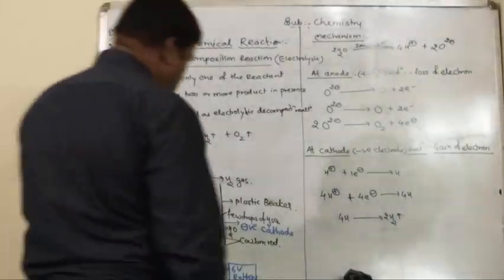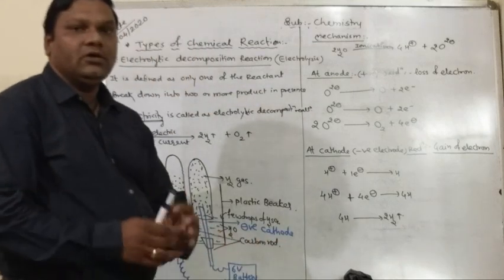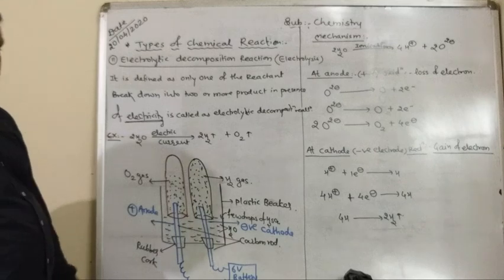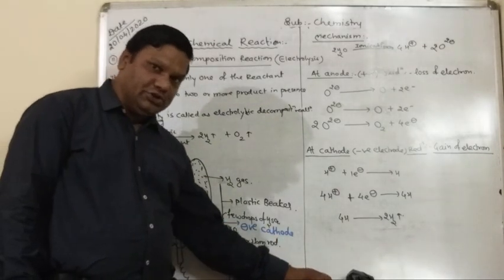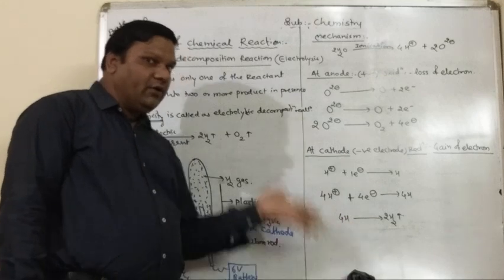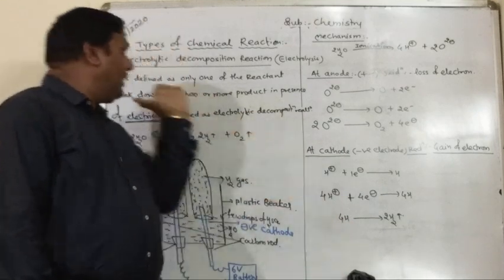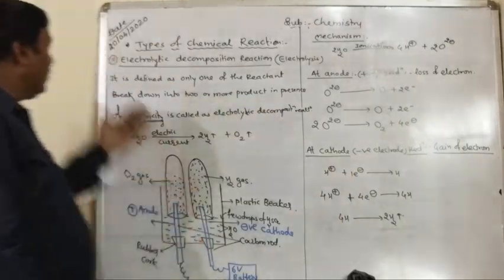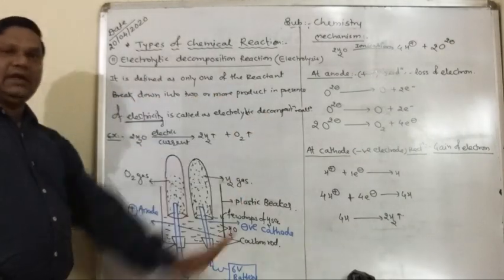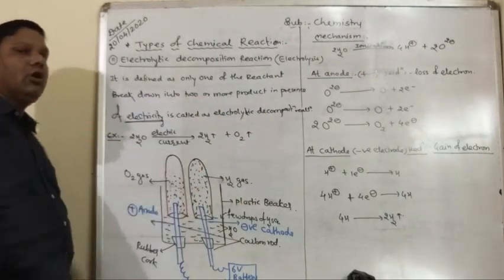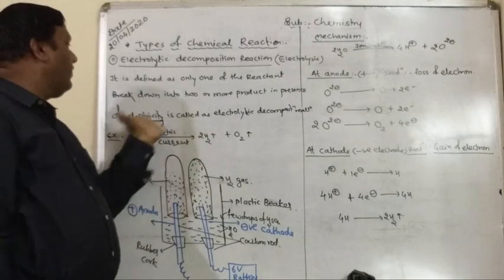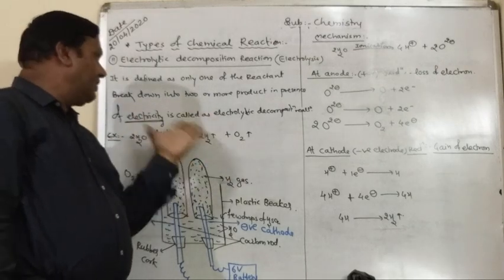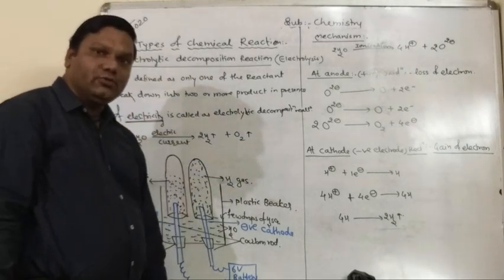Okay, so now in continuation, the second decomposition reaction is the electrolytic decomposition reaction. First we discussed thermal decomposition, in presence of heat. Now electrolytic, as the name clearly says, means in presence of electric current. It is defined as a reaction in which only one reactant breaks down into two or more products in presence of electricity. Is it clear? Or in presence of electricity, meaning electric current, is called an electrolytic decomposition reaction.